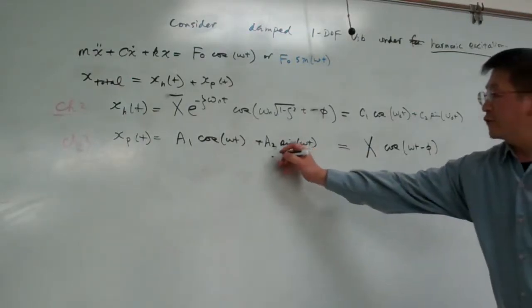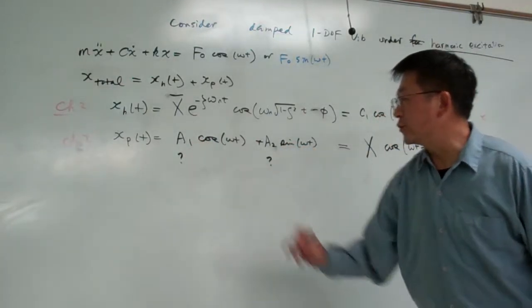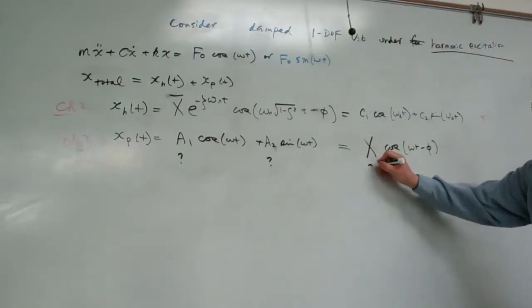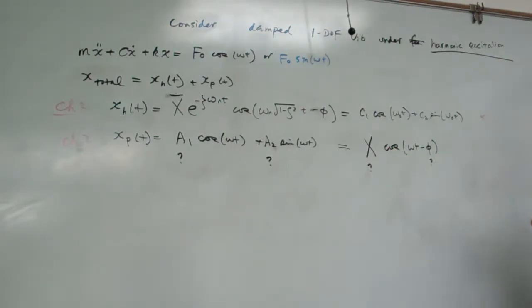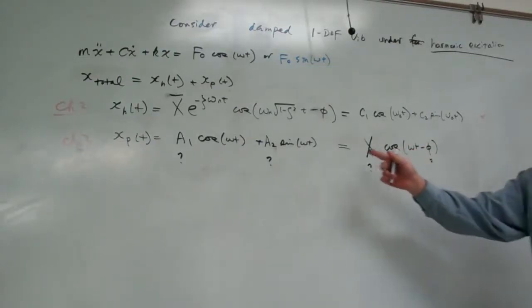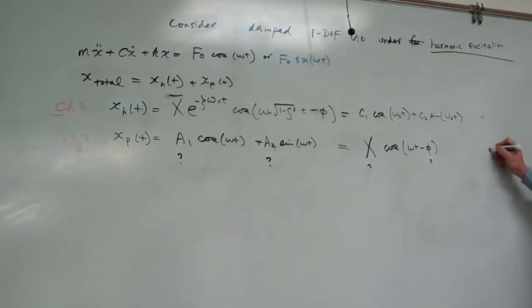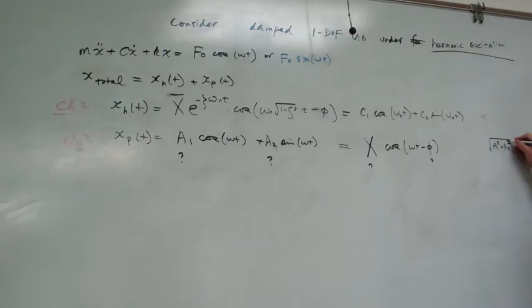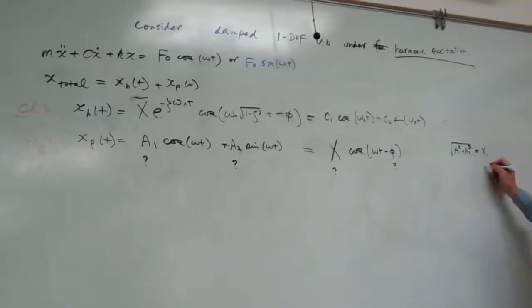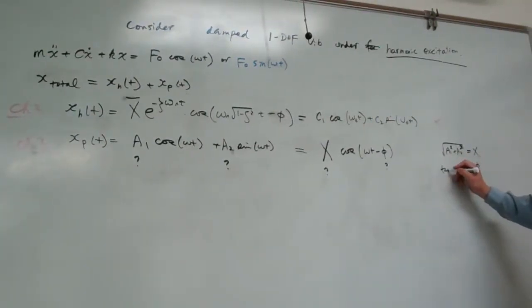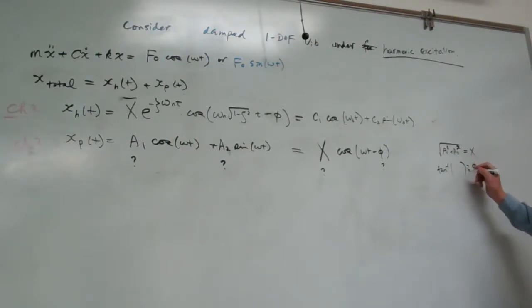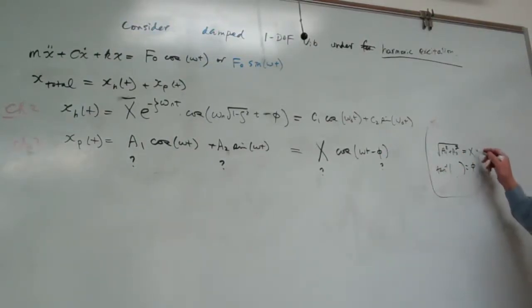So here we have two unknowns, A1 and A2. In terms of this form, we have two unknowns, capital X and phi. And again, the capital X and phi can be related to A1 and A2, for example, A1 squared plus A2 squared equals X squared, and for phi we have the arctangent of something, I forgot. But that is just scratch, it's not important.